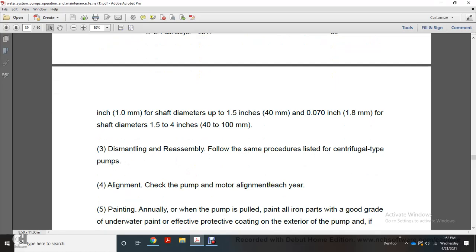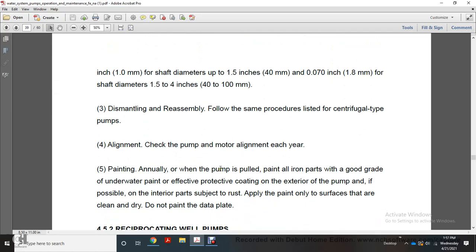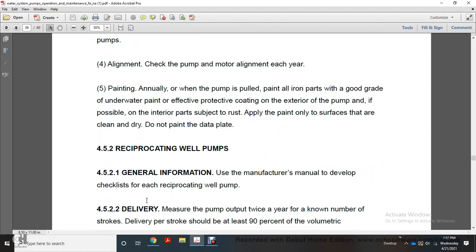Alignment: check the pump and motor alignment each year. Painting annually: when the pump is pulled, paint all iron parts with a good grade of underwater paint to give a protective coating on the exterior of the pump. If possible, also paint interior parts subject to rust. Apply the paint only to surfaces that are clean and dry. Do not paint the data plate.